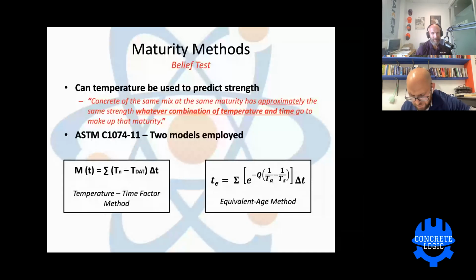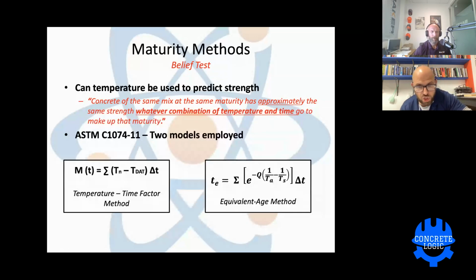The datum temperature, I love knowing these definitions. The datum temperature is the minimum temperature you need to kick off the thermokinetics of cement hydration. This little Q over here is the equivalent age method. So you can either use the time temperature method or the equivalent age. It's based on the equipment that you use.